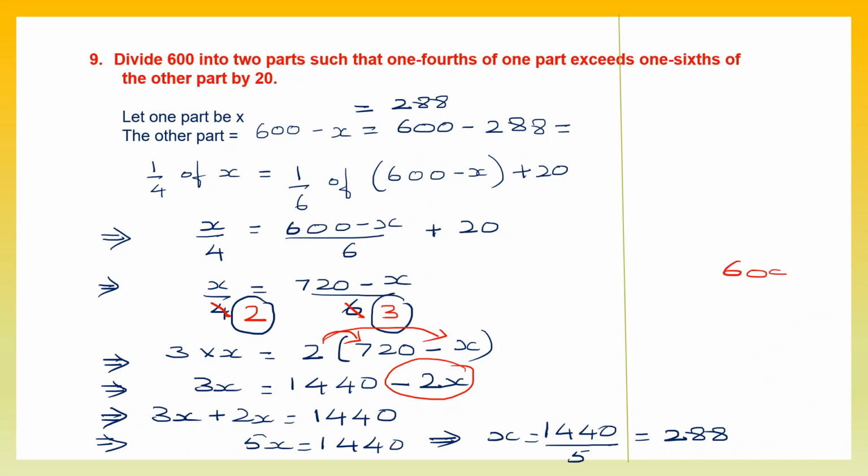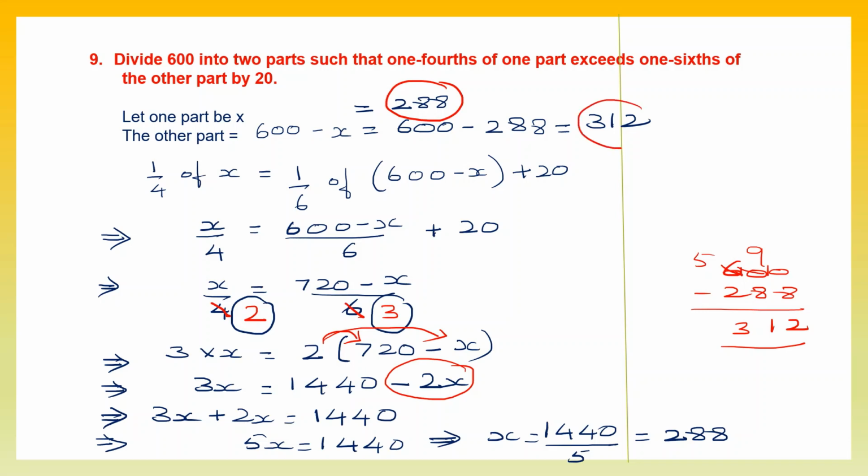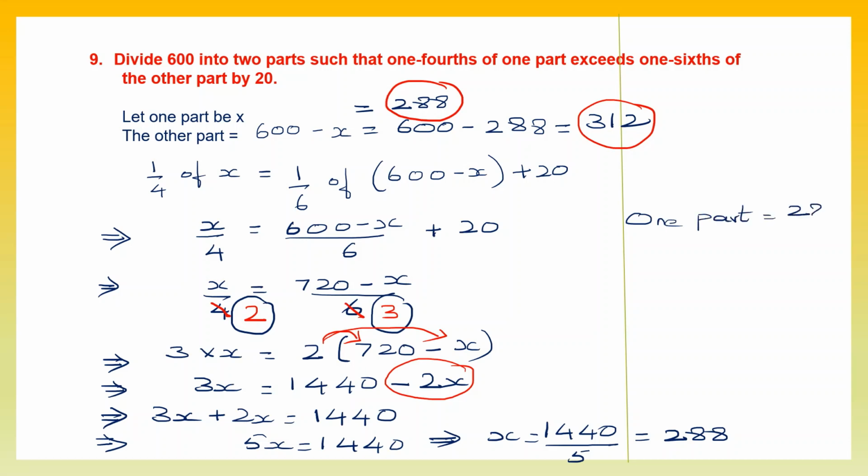So 600 minus 288, we need to borrow. So 5, this is 10, 9 and 10. 10 minus 8 is 2, 9 minus 8 is 1, 5 minus 2 is 3. So what do we have here? We have 300 and 312. So we've got our first part 288 and the second part is 312. So let's write that down. One part, or the first part, is 288 and the other part is 312. So this is our final answer.